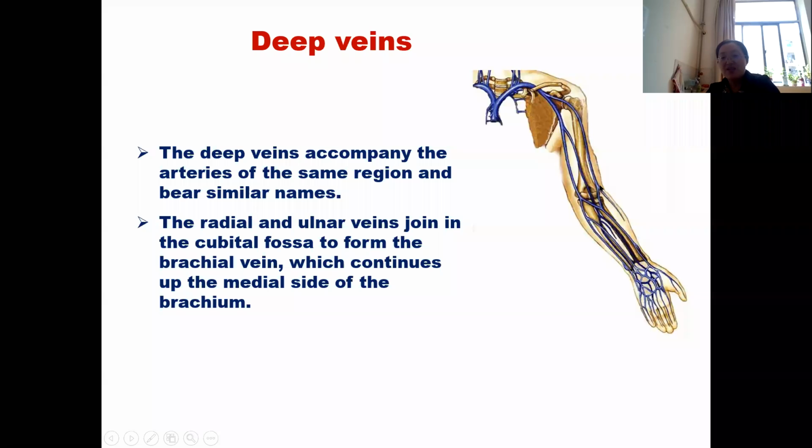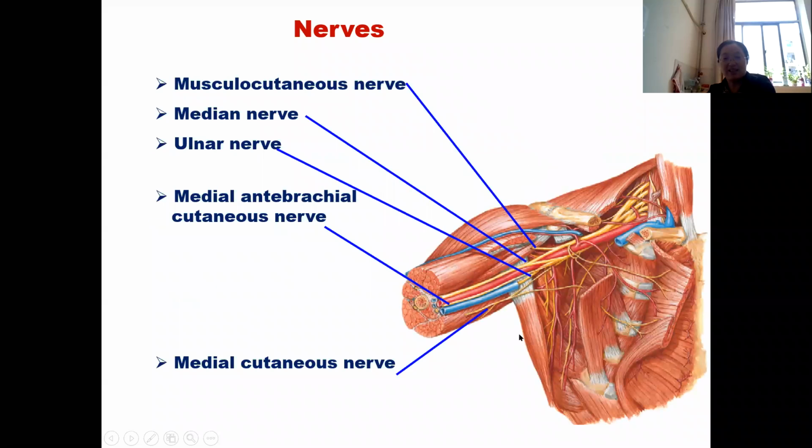Deep veins, usually for the upper limb: the brachial vein unites with the basilic vein into the axillary vein, and the axillary vein receives the cephalic vein, and then drains into the subclavian vein at the lateral border of the first costal rib. Okay, the nerves, again, this nerve.